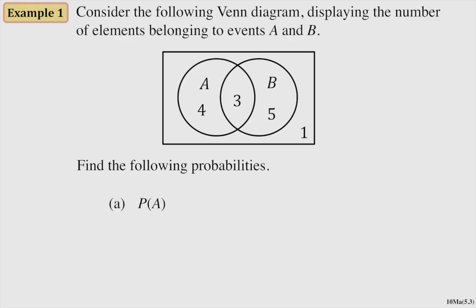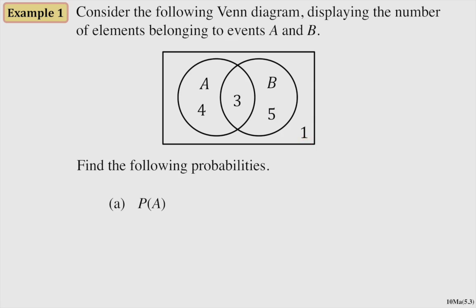Okay, so here we have a Venn diagram, and we can see that inside circle A, there are 7 elements: 4 in A only and 3 that overlap from A and B. Inside circle B there are 8 elements, 3 that overlap with A and 5 that stand alone in B. And outside A and B we have 1 element.